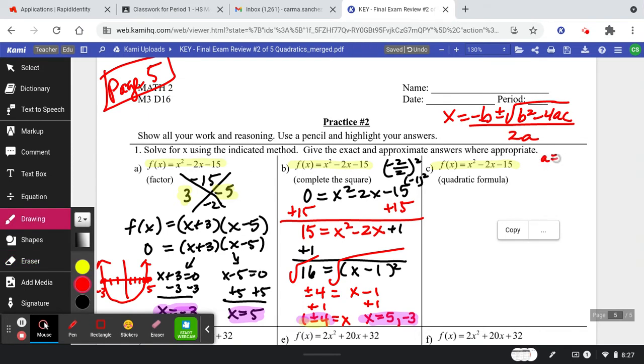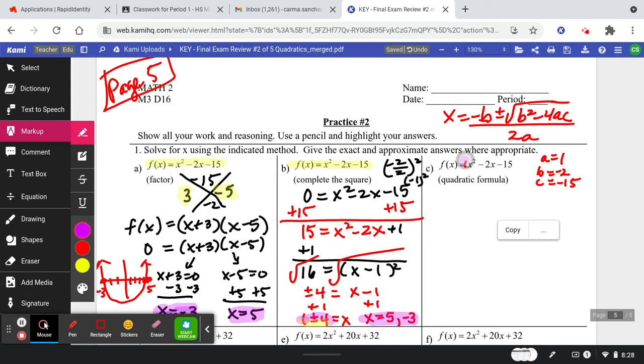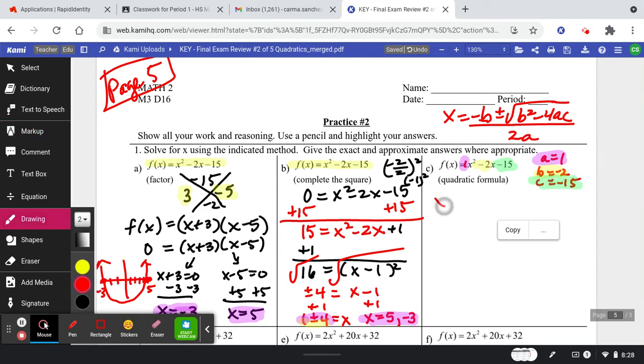So does everybody see that my A is an invisible 1 right here? My B is a -2, and my C is a -15. So let's highlight this so you can remember that the 1 comes from right here. The -2 comes from what's in front of the x, the middle term. And the -15 comes from the end there, your constant. Okay, now we go plug into the formula.